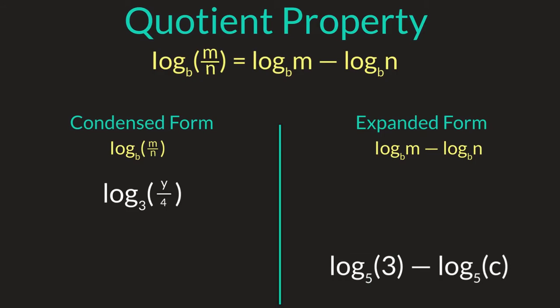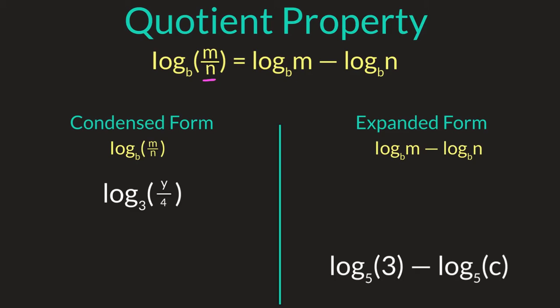All right, guys, so here we are with our second property, the quotient property. And what that means is if we're dividing something in our condensed version, when we go to expand it, we're going to take that division and turn it into subtraction. So there's a basic rule that if it's in the numerator, it will be positive. If it's in the denominator, each part will have a minus in front of it.